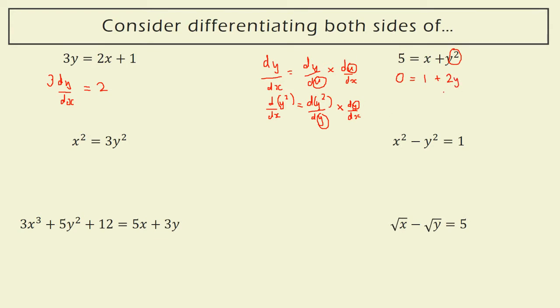And then I have to put dy by dx on the end. That is what the chain rule is just saying to me there. Okay, so I differentiate the y squared with respect to y, and then just put dy by dx on the end. That is the chain rule.